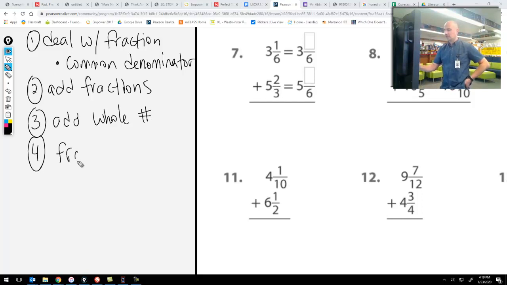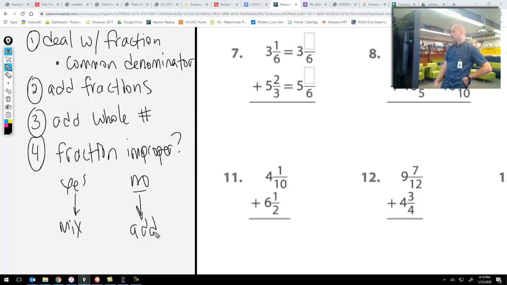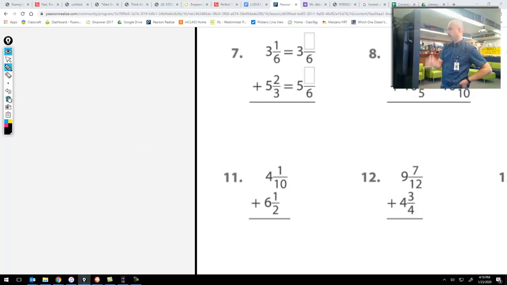Does your fraction, and this is the question ultimately, is your fraction improper? If yes, then you need to convert that to a mixed number. And if no, you're good to go and you just add that straight into your fraction. Let's take a look at this next one and see if we can come up with one that has an improper fraction, okay? So number 11 here, we have 4 1/10 and we have 6 1/2.